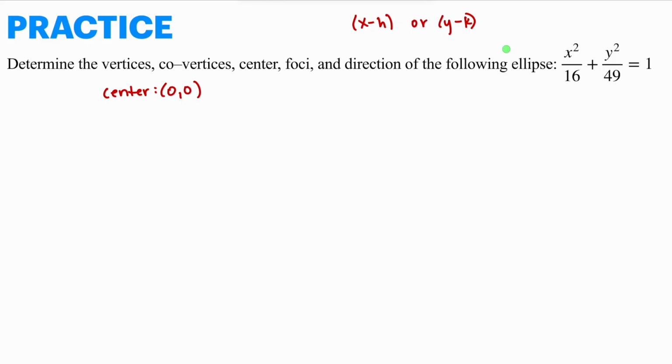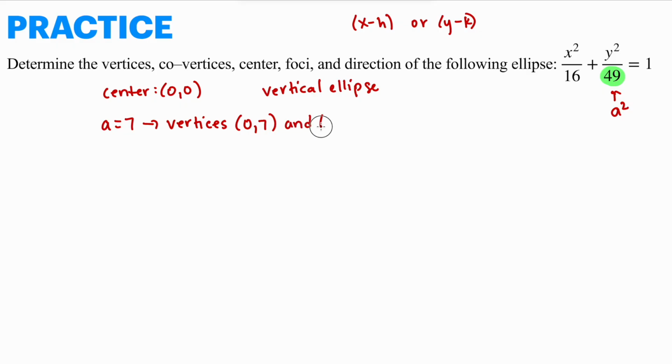We also know, based off of the higher number, that it is going to be a vertical ellipse, and we are looking for a squared is 49, so therefore we know that a is 7. So we know, in that case, our vertices, because this is a vertical ellipse, are going to be 0, 7 and 0, negative 7.